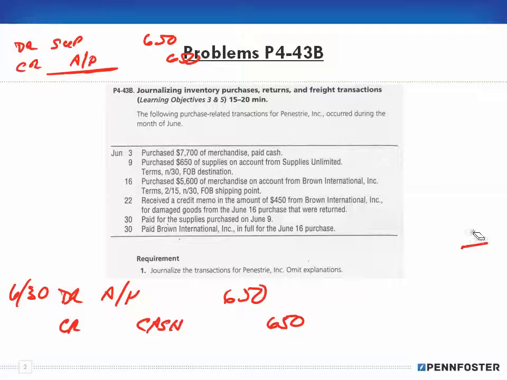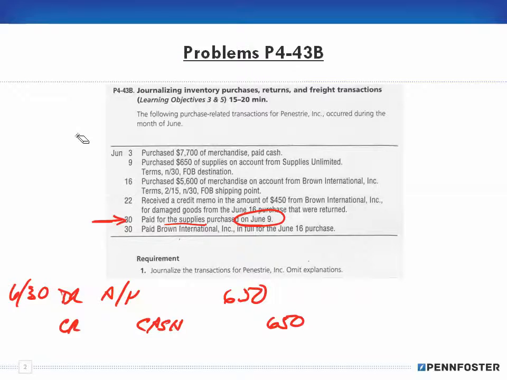Okay, but when you're reading through this particular transaction here, you don't just think, oh, I'm paying for supplies. You have to look at the entry from June 9th, which is what we had there, in order to be able to determine what you need to do, and using the T accounts helps you do that.